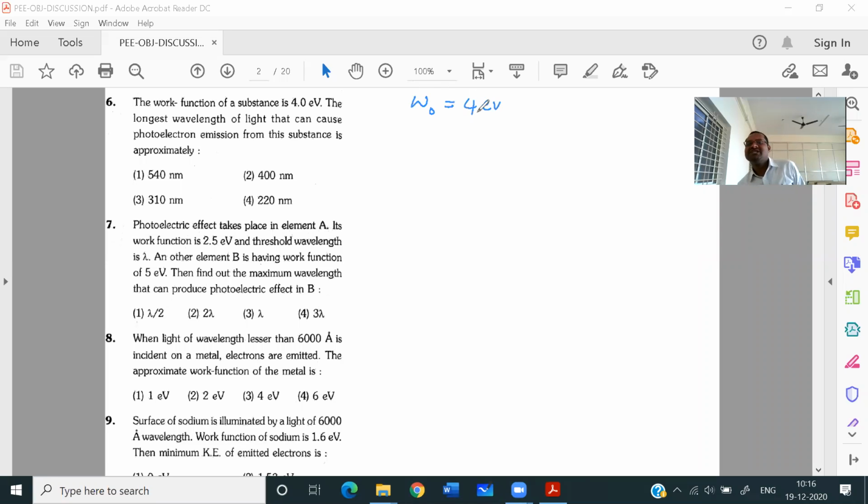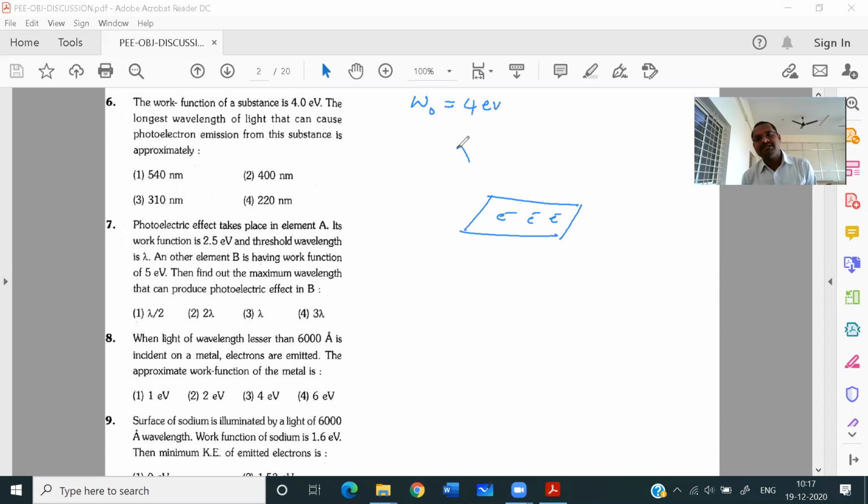What is work function? Important question for your board exam. Work function is the minimum amount of energy required to eject an electron from a metal surface. See here, there is a metal surface, and on this metal surface so many electrons will be there.